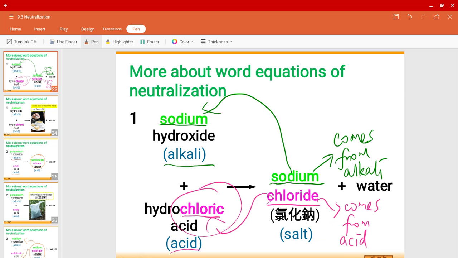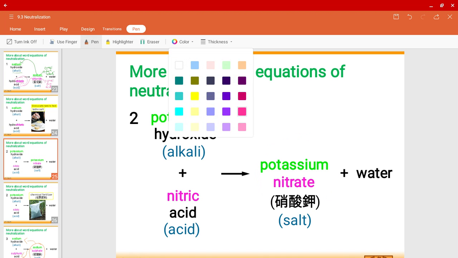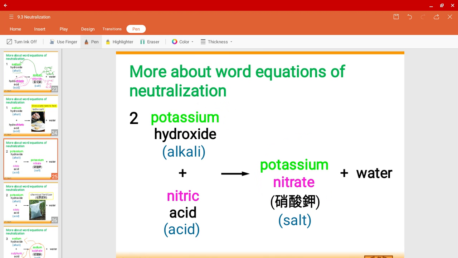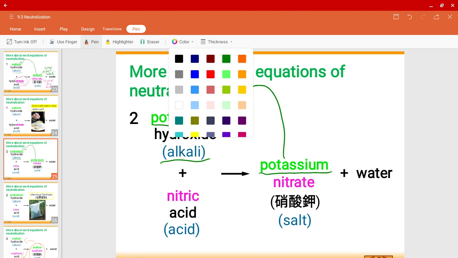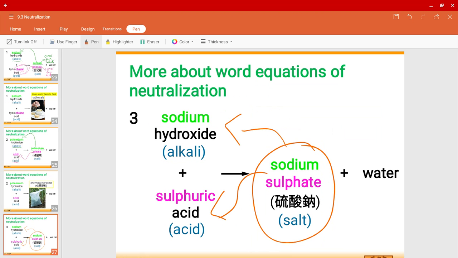Alright, let's keep this in mind and try the same thing for potassium nitrate. Let me go ahead and rub this out first. So potassium, the word comes from the first word of the alkali. And nitrate, the word comes from the first word of the acid. Right? So potassium nitrate.